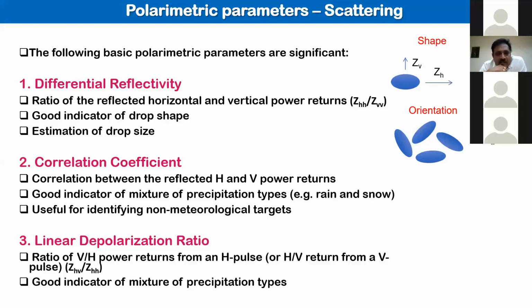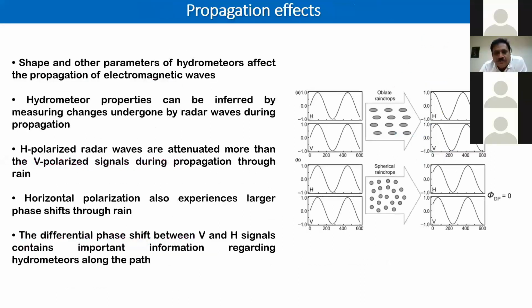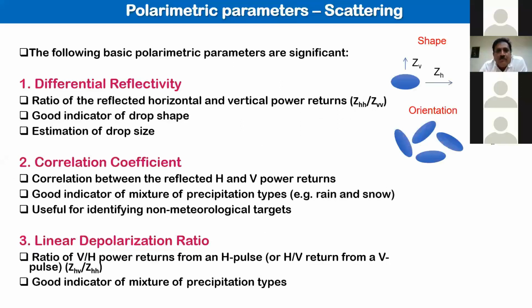And then there is another parameter called the correlation coefficient, ρHV. From there you can identify what type of hydrometeor it is. Is it a meteorological target or non-meteorological target, or a mixed type of hydrometeor, or a liquid type? Then the other is the linear depolarization ratio. You transmit with one polarization, receive with two polarizations, and from there you can calculate the linear depolarization ratio. It is also a good indicator of a mixture of precipitation types. So these are all the polarimetric parameters from the scattering point of view, from whatever scattered echo you are getting.